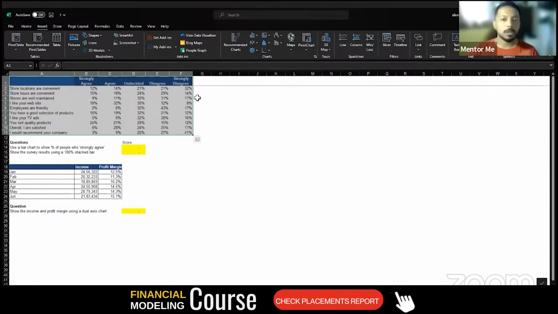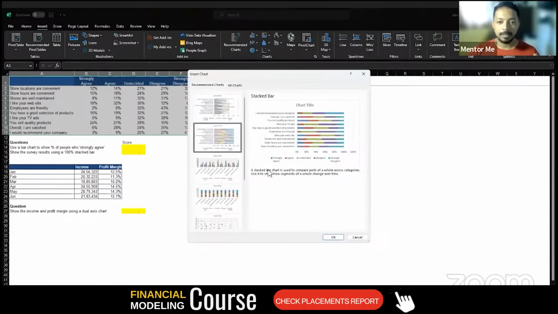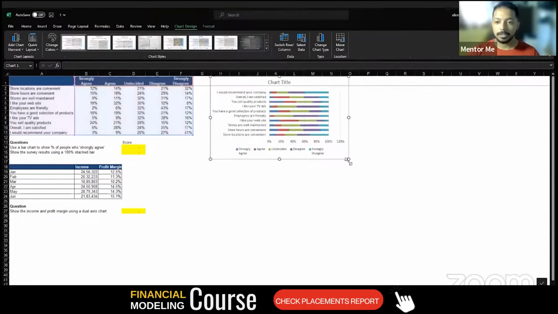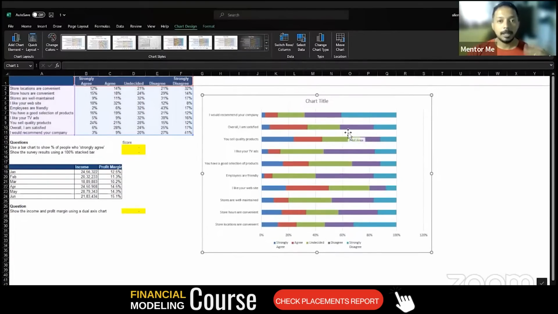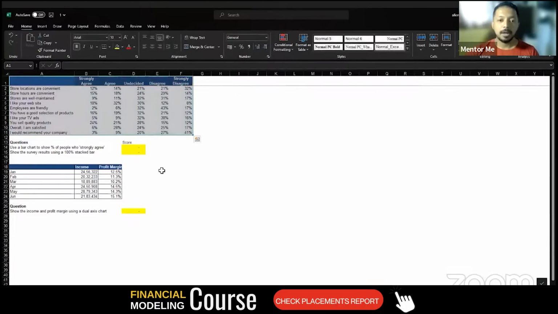Everybody knows all the charts to make. They know the radar chart, they know the waterfall chart, but what they don't know is whether you are communicating information or not. If I made a chart like this, let's say I made this chart, you have to answer yourself whether this is actually communicating the information properly or not. That is missing, and that is what is leading many people to not clear interviews.